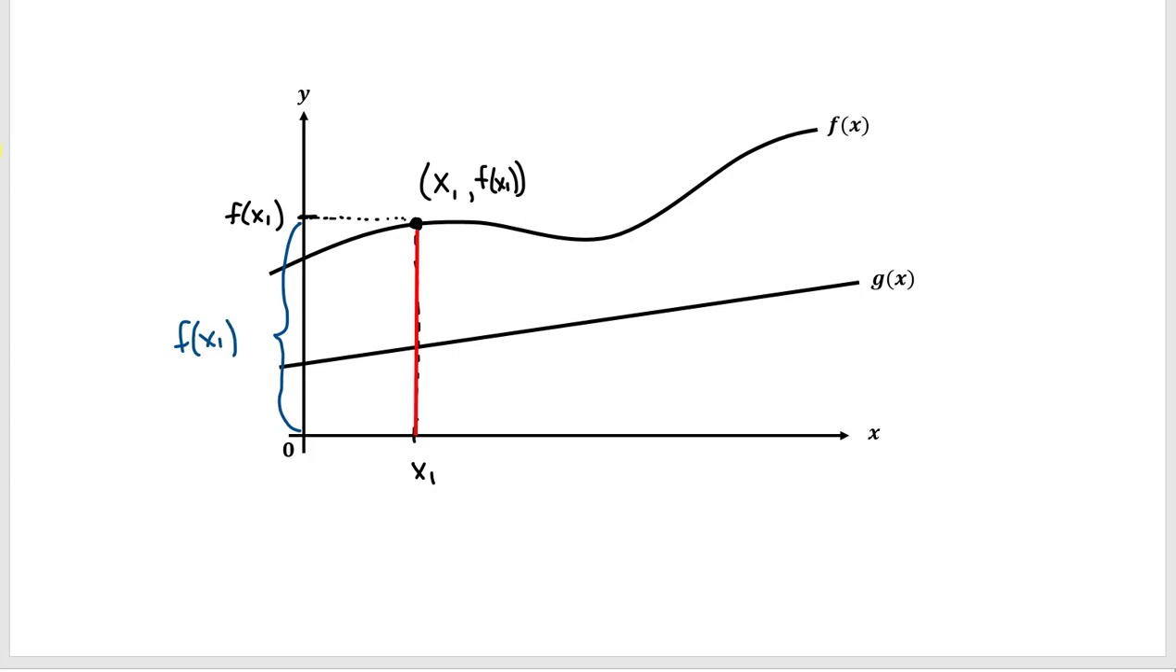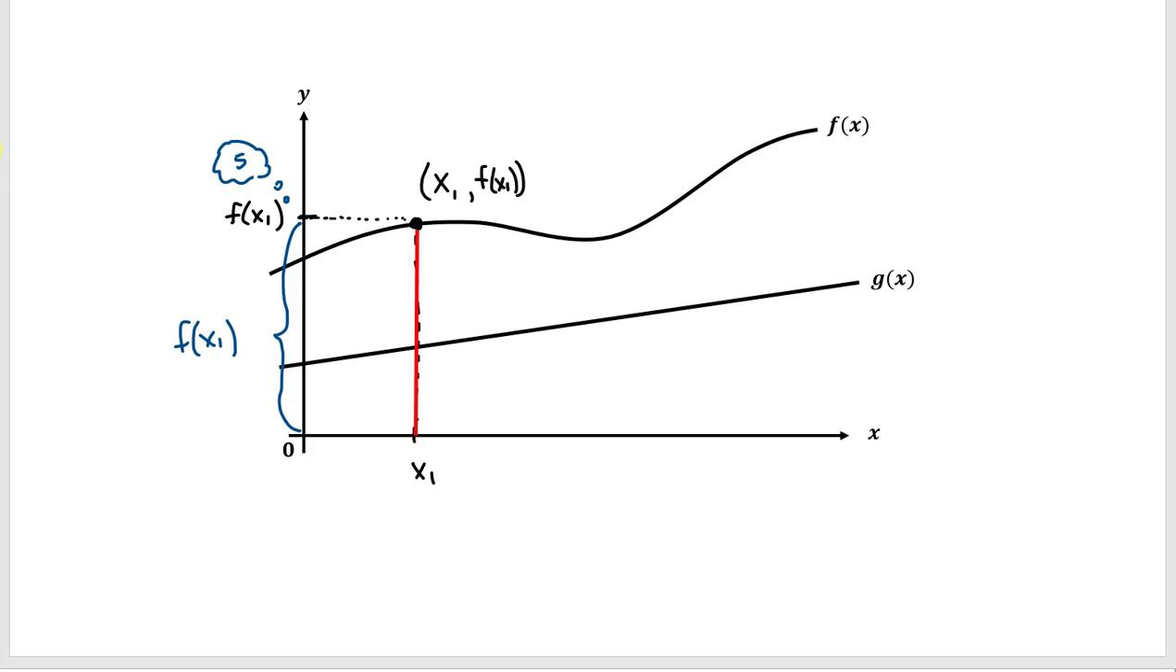If you're a little bit confused about that, then think this way. If I imagine that that number is, let's say, 5, well, how far is 5 from 0, or what's the distance from 0 to 5? Well, it is 5, right? So I'm doing the same thing just in general. So distance from 0 to f of x1 is f of x1.